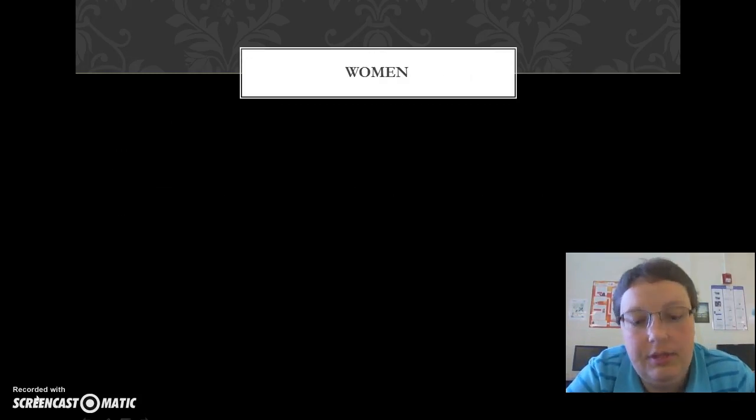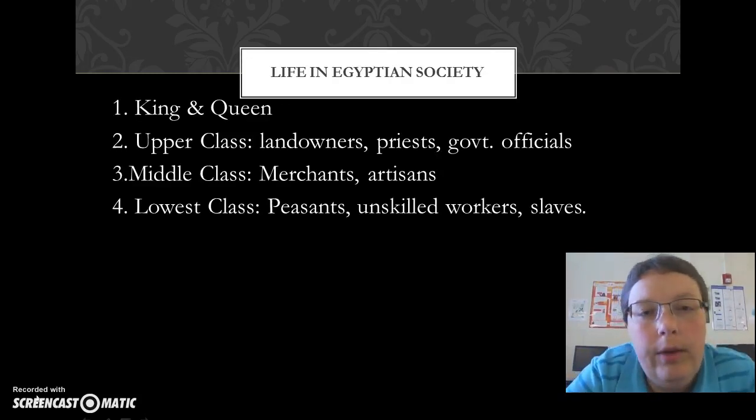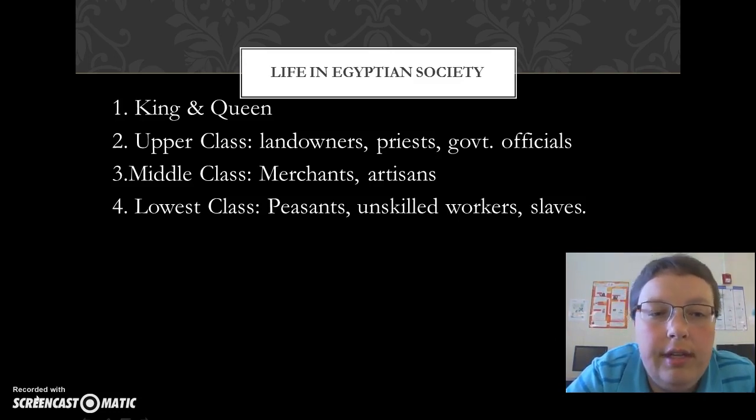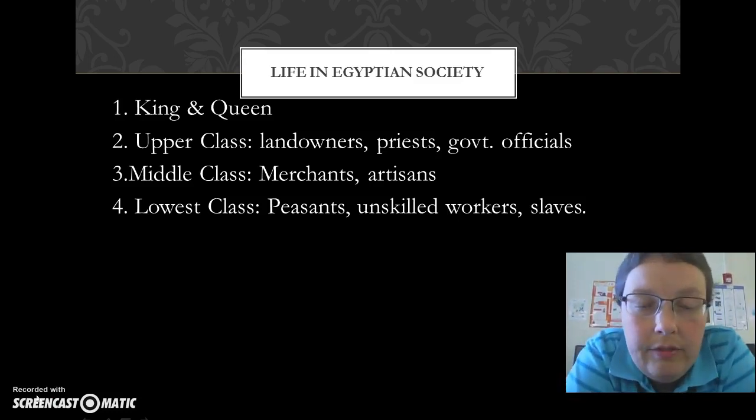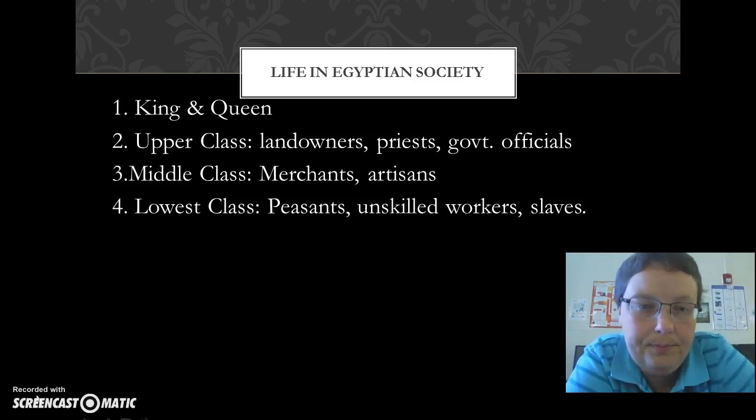Now, life in Egyptian society. We need to know the social status. At the very top, of course, will be the pharaoh or the king or queen. The second level will be the landowners, the priests who will have control over the religion, government officials. Third class would probably be you and me, everyday workers, the specialized workers that make daily life work. And at the bottom, you would have peasants and slaves and other unskilled laborers.